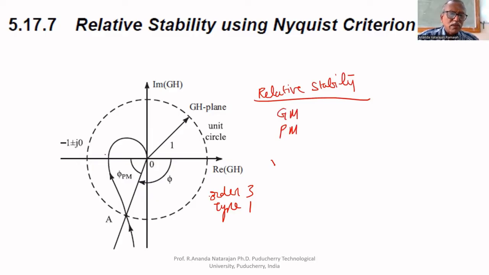To find the gain margin, we have to find where it intersects negative real axis. Say A. If it intersects the real axis before minus 1, then it doesn't encircle minus 1 plus j0. This is the point, minus 1 plus j0. It doesn't encircle. That's why the given system is stable. That we can tell. What is the relative stability? For that, we need the gain margin and phase margin. Gain margin equal to 1 upon modulus of A, is the gain margin in linear scale.